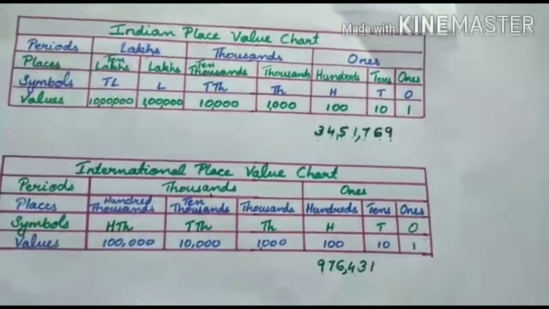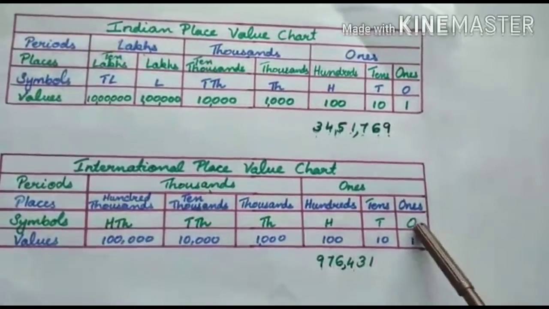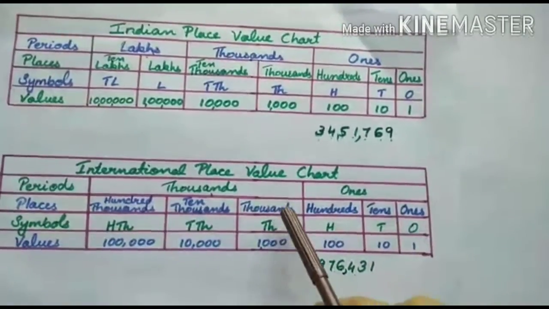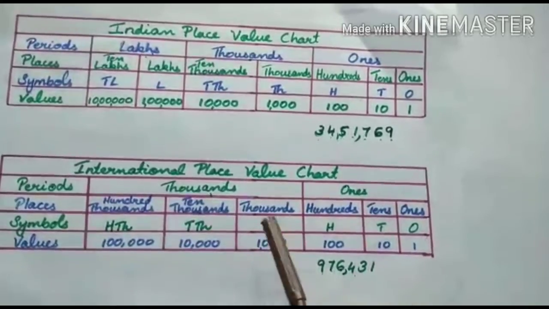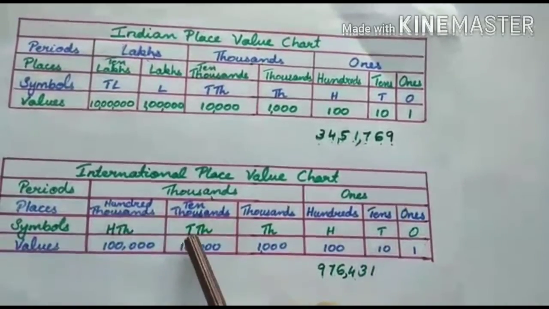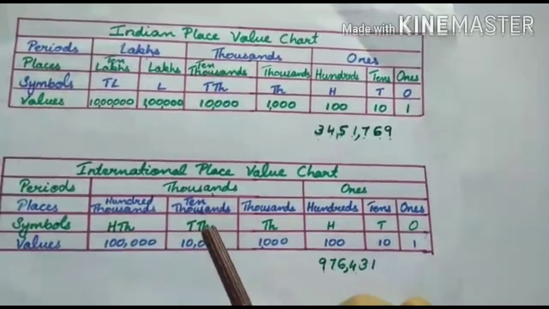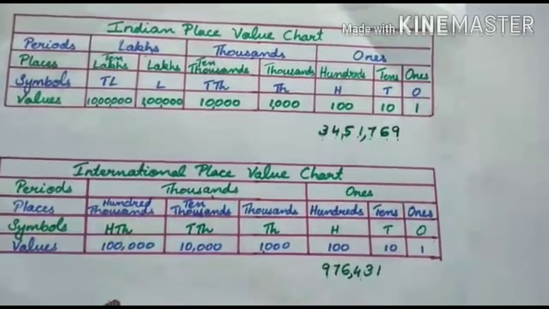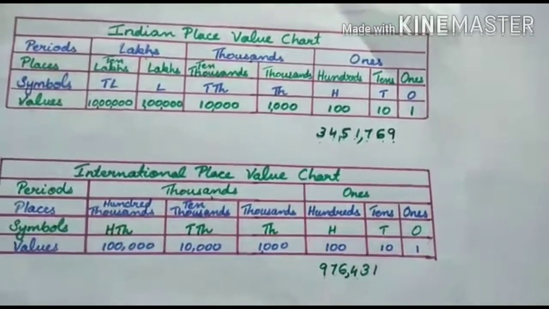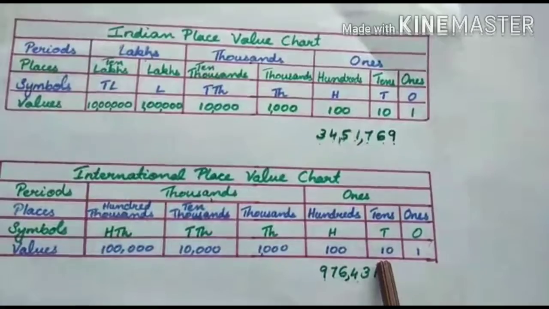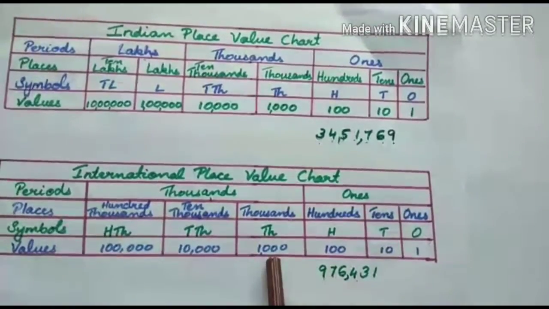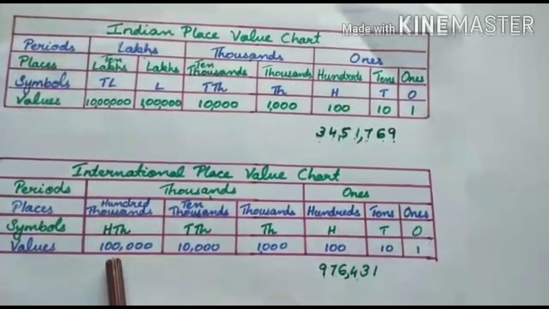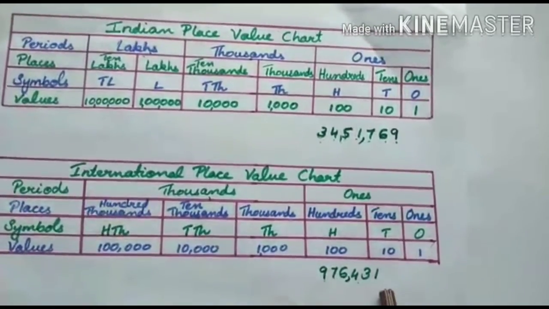Let us see the symbols. For ones, capital O; tens, capital T; hundreds, capital H; 1,000, capital T and small h; 10,000, capital T and small h; and 100,000, capital H, capital T and small h. The value of each place is 1, 10, 100, 1,000, 10,000. Next comes 100,000.